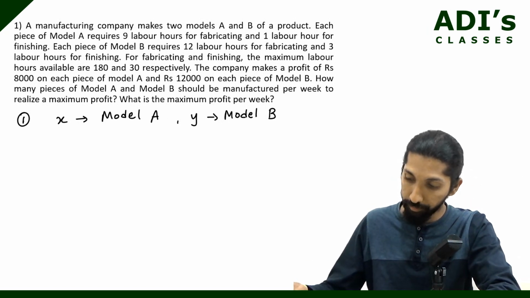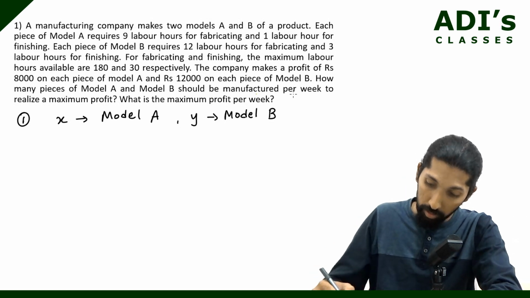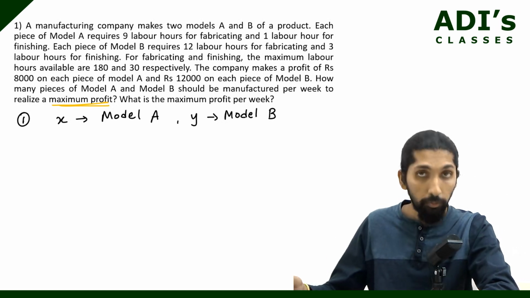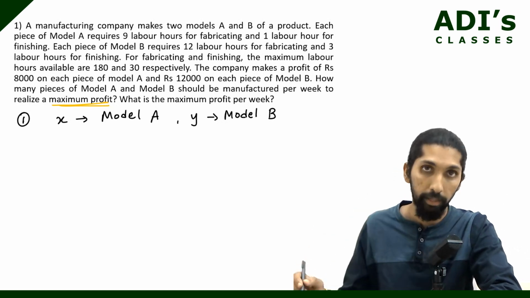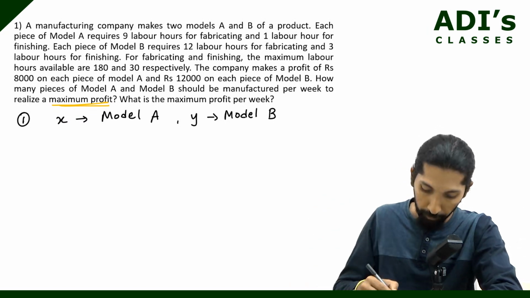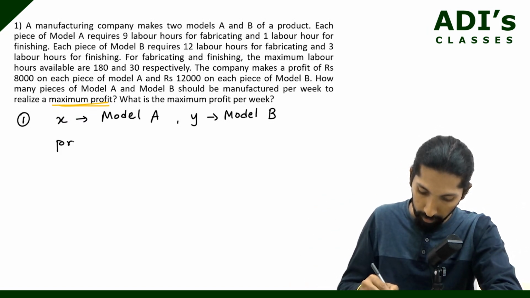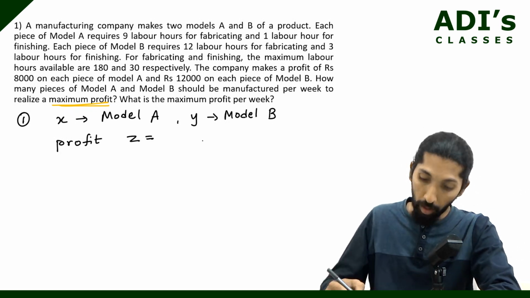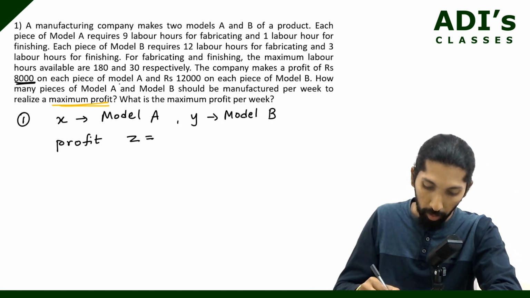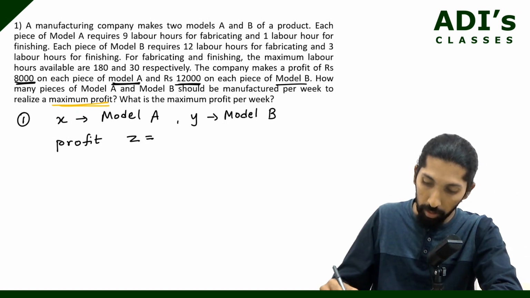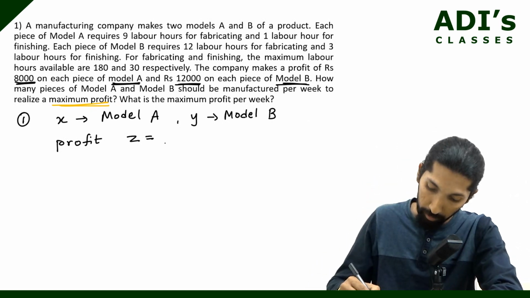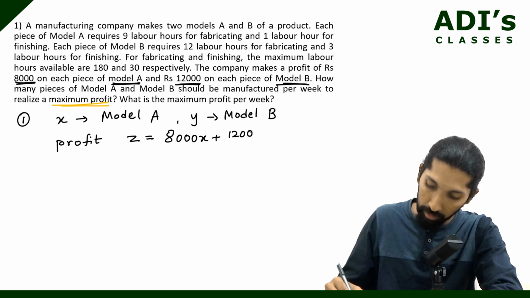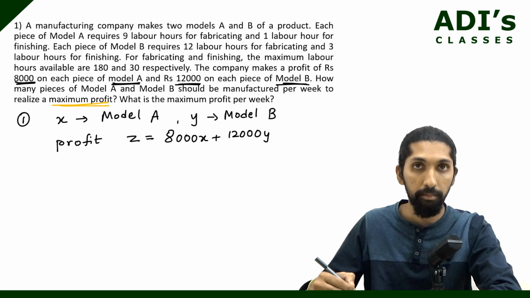Now, what do we need to maximize? Look at the question. It says the models should be manufactured to maximize the profit. So profit is going to be my function, correct? The objective function is profit, Z. I need to maximize this. What is the cost? This 8,000 on model A, 12,000 on model B, correct? So this is going to be Z equals 8,000x plus 12,000y, right?